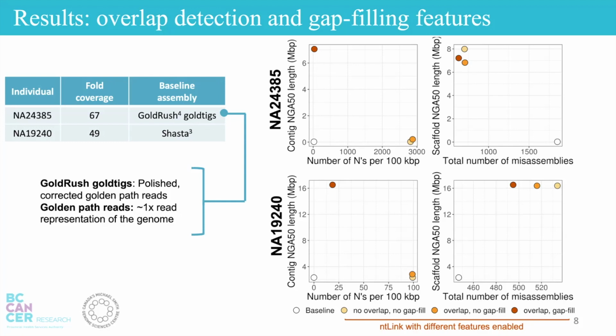On the left-hand plots, we can see the contig NGA50 length versus the number of Ns per 100 kilobase pairs. Here we want to be in the top left of the plot. And you can see that using both the overlap and the gap filling features of ntLink, we have a substantial reduction in the number of Ns, so we're doing well with gap filling, and a really big increase in the contig NGA50 length for both individuals. On the right-hand plots, we're looking at the scaffold NGA50 length versus the total number of misassemblies. And once again, we want to be in the top left corner. And we can see that generally using the overlap feature and then also the gap filling feature, we see a reduction in misassemblies and the scaffold NGA50 length stays quite consistent.